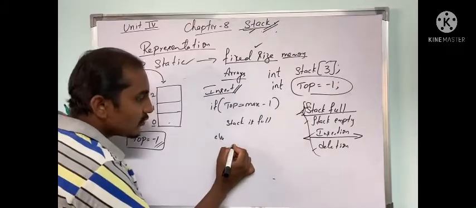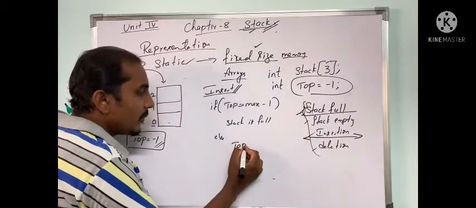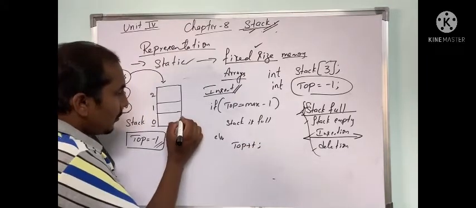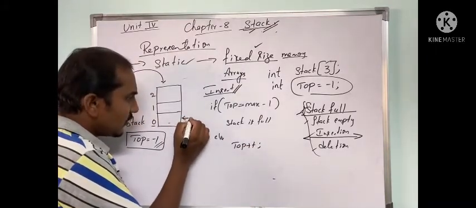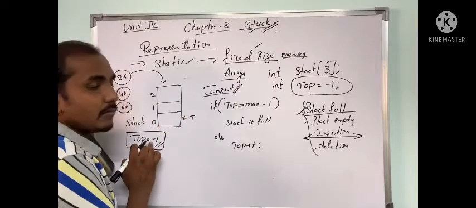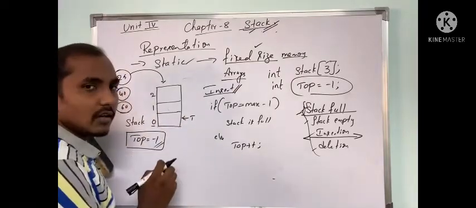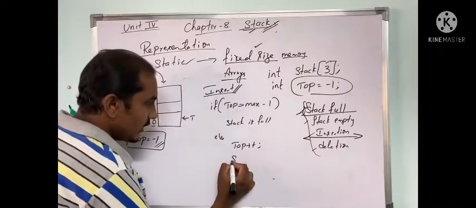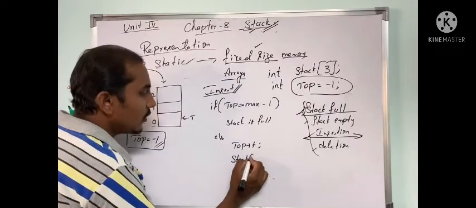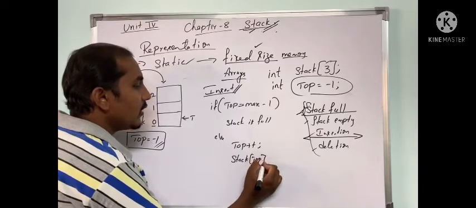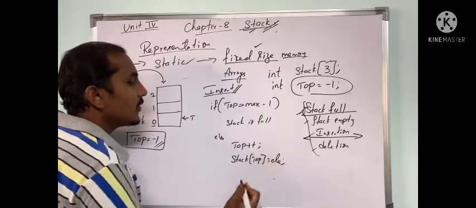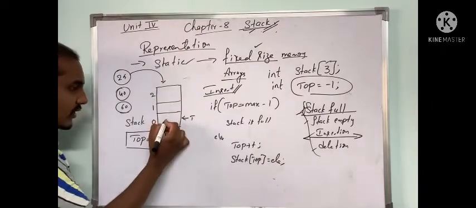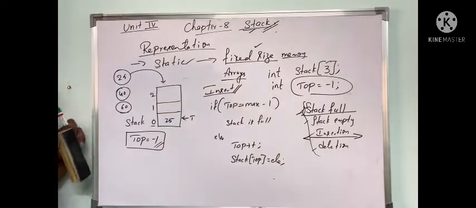In the else statement, first we are going to increment the top value. That is, I am going to write top plus plus. Top plus plus, in this sense, will come to this position, which is 0. That is -1 plus 1, it will become 0. We'll be pointing at stack of 0. So now I will write stack of top equal to element. The first element which I want to insert was 25. It will be inserted into the stack.